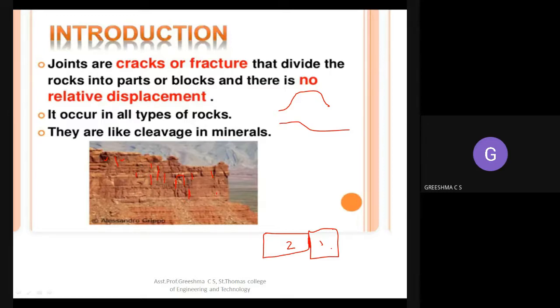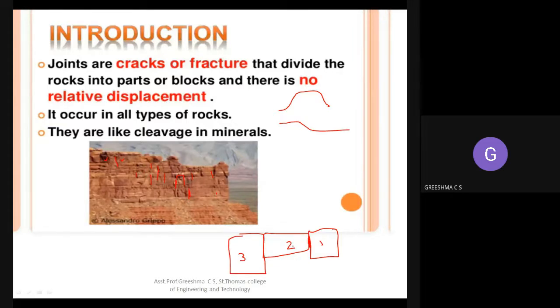Such cracks or fissures are called joints. So joints are basically the cracks or fissures that divide a rock into a number of blocks, but there won't be any displacement between these blocks. Here also I can say there will be one more joint like this.